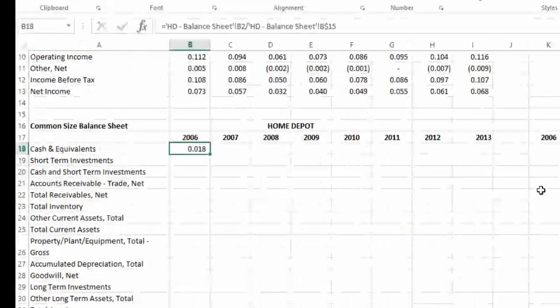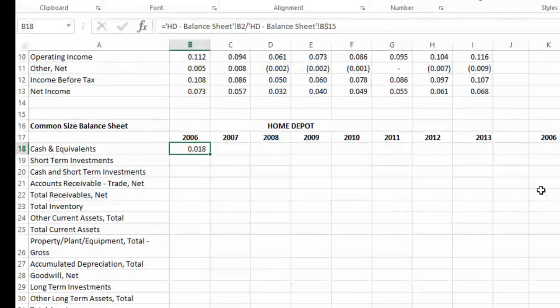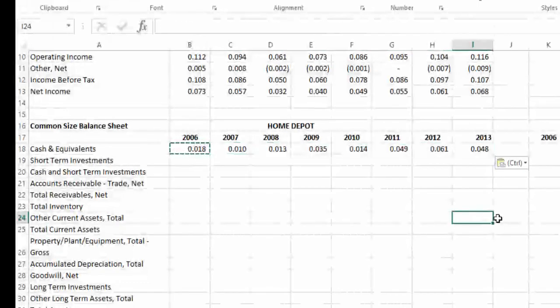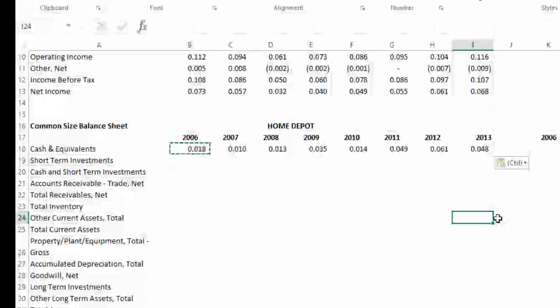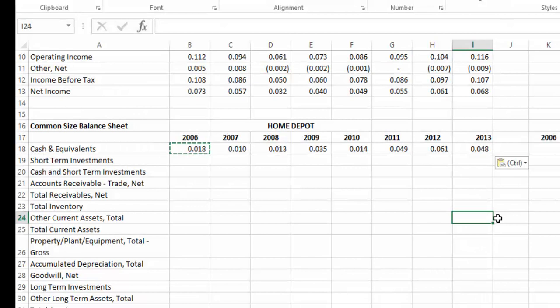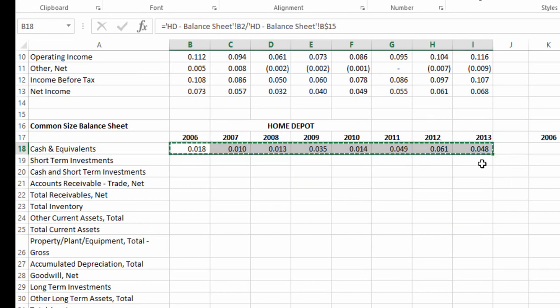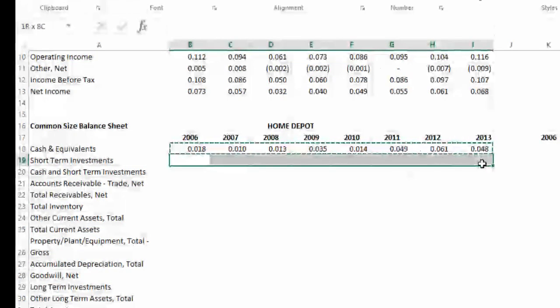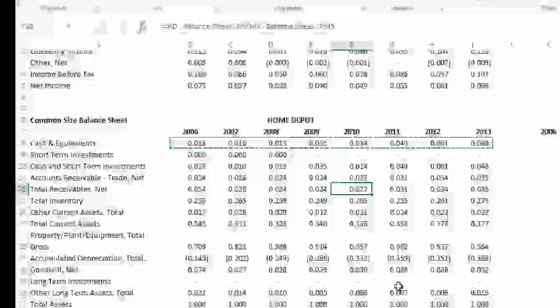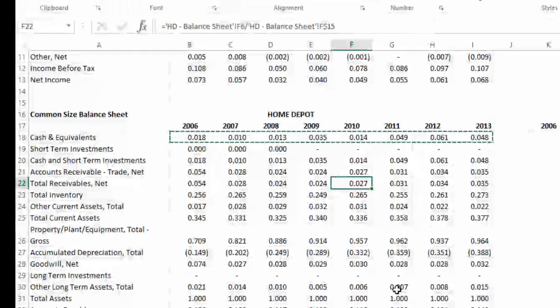So this says that cash and cash equivalents are about 1.8% of total assets. And if I look at the trend over time, I can see that the firm has been generally increasing their cash as a percentage of assets. So as a percentage of the total asset pie, they're holding a little bit more cash over time. And again, I'm just going to copy these formulas all the way down, and we can maybe highlight a few things that jump out.